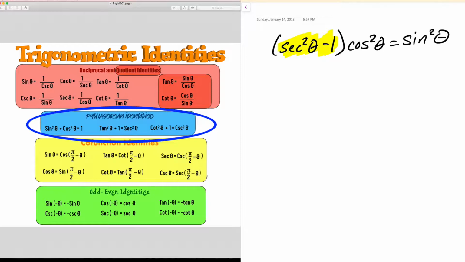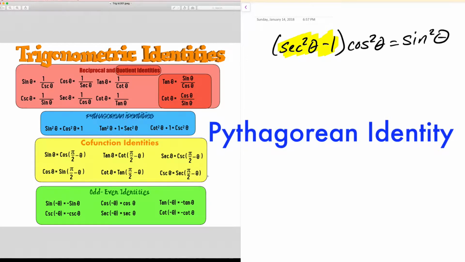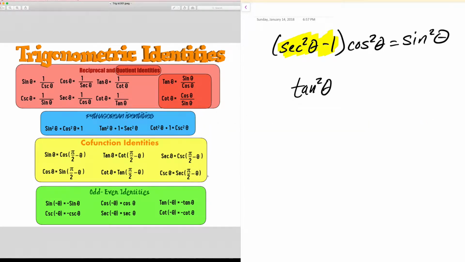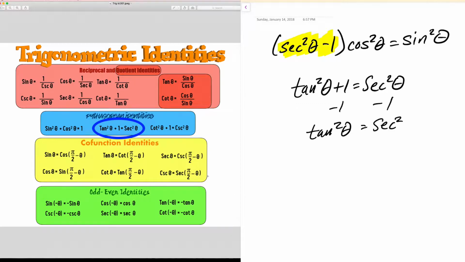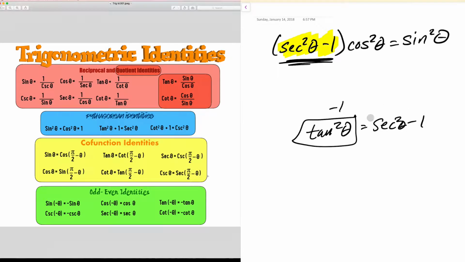So if I look at my Pythagorean identities, I have tangent squared theta plus 1 equals secant squared theta, and that's one of the identities. This is simply modified where they subtracted the 1 from both sides, and you ended up with tangent squared theta equals secant squared theta minus 1. So you see that this equals this, and I can now replace secant squared theta minus 1 with tangent squared theta. Alright, so let's clean this up a little bit.